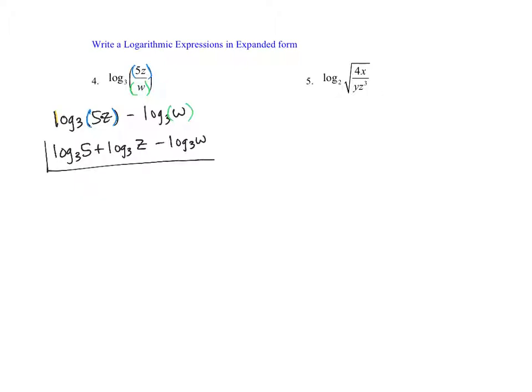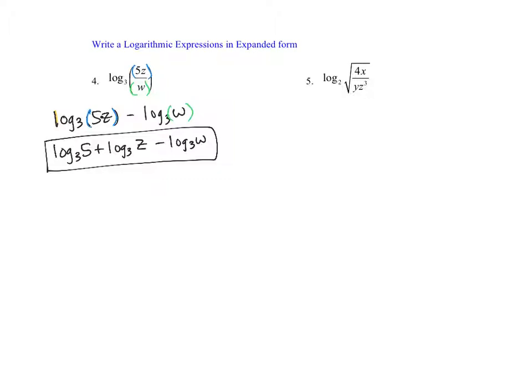All right, now we're going to use the properties of logarithms to expand each of these expressions. So here I have log base 3 of 5z and then minus log base 3 of w. So first I'm going to take and subtract the denominator from the numerator. And then my next step is, because there's multiplication in this first log, I can rewrite that as log base 3 of 5 plus log base 3 of z, and then minus log base 3 of w. So that's the expanded form.